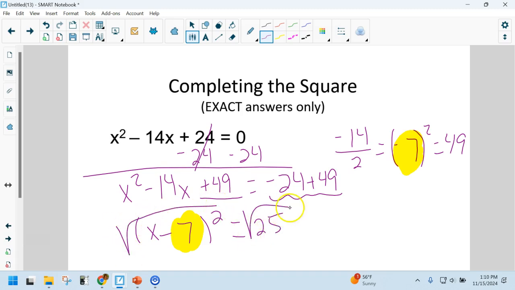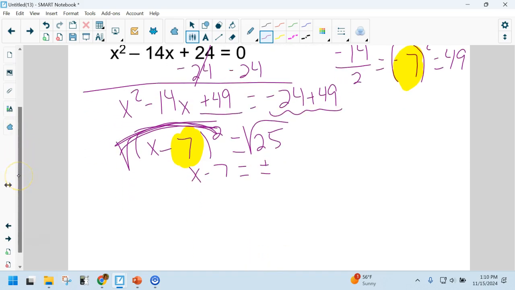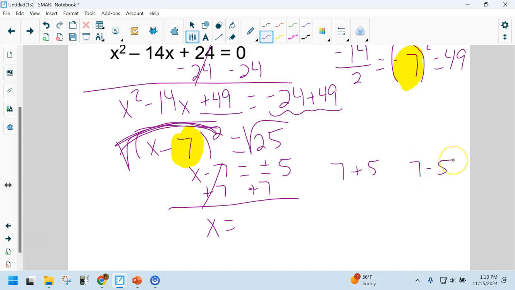And I square root both sides. Squares and square roots cancel, leaving me x minus 7. Whenever I square root, I get plus or minus. The square root of 25 is 5. And then I can add 7 to both sides. Again, this is one of those cases where it might be helpful to write two separate equations, 7 plus 5 and 7 minus 5. 7 plus 5 is 12. 7 minus 5 is 2. And so we actually get two separate answers.